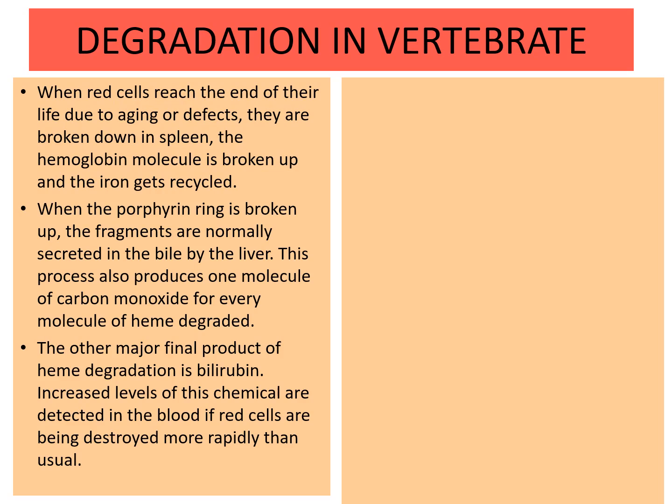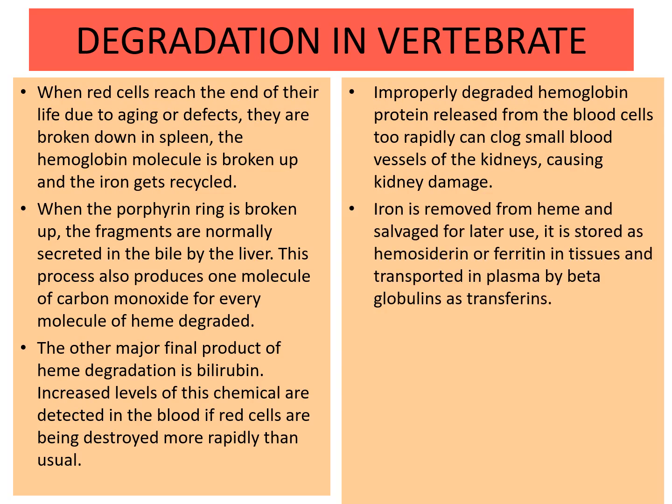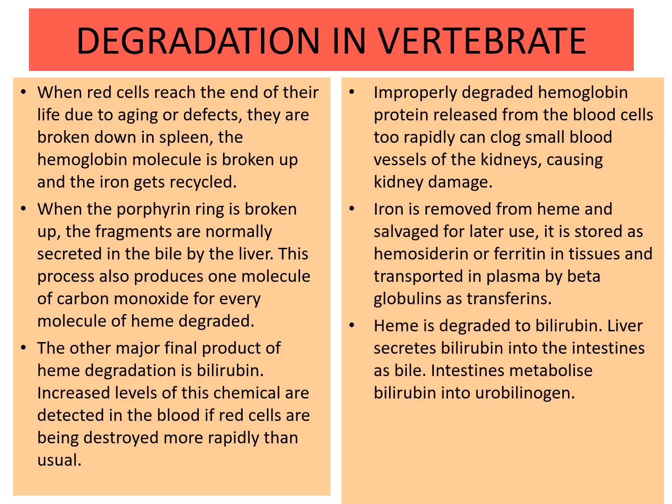Increased levels of these chemicals are detected in the blood if red cells are being destroyed more rapidly than usual. Improperly degraded hemoglobin protein released from the blood cells too rapidly can clog small blood vessels of the kidney, causing kidney damage. Iron is removed from heme and salvaged for later use. It is stored as hemosiderin or ferritin in the tissues and transported in plasma by beta globulin as transferrin.